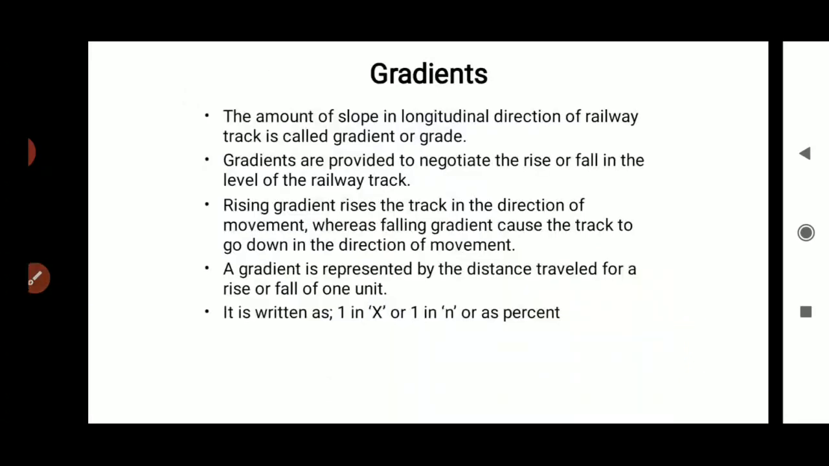Then next come to gradients. The amount of slope in the longitudinal direction of the railway track is called gradient or grade.